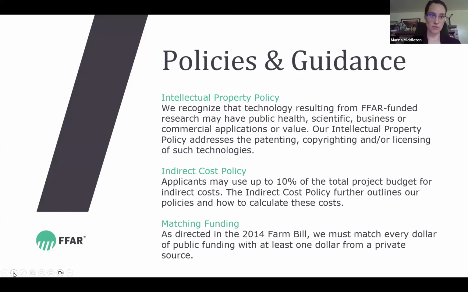If you run into any issues with the budget template, or if you have any questions about intellectual property, indirect costs, or the way that matching funds work, I really encourage you to reach out to the grants team. If we can't answer your question very quickly, we can definitely find you someone who can. So we're here to be a resource.